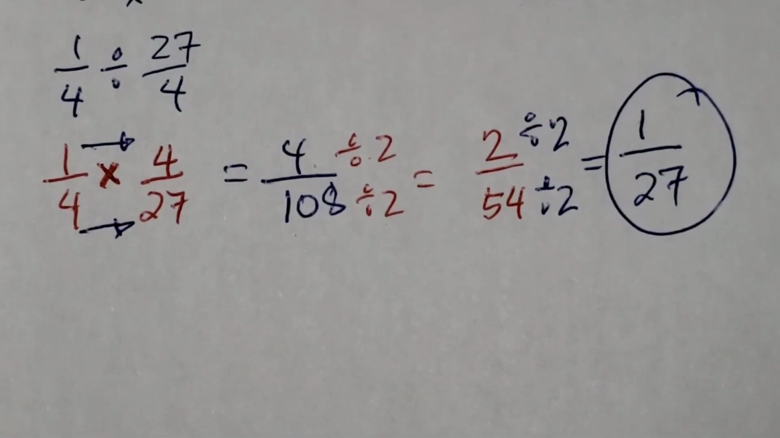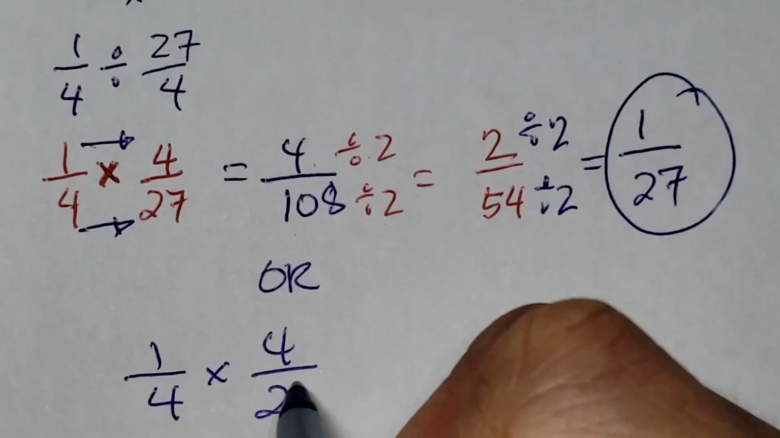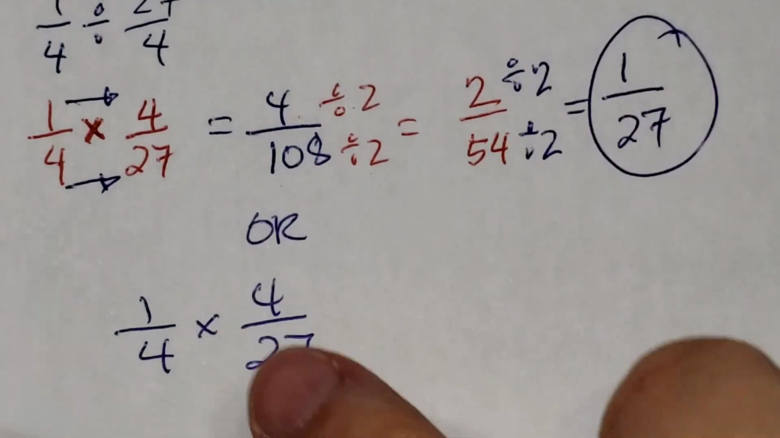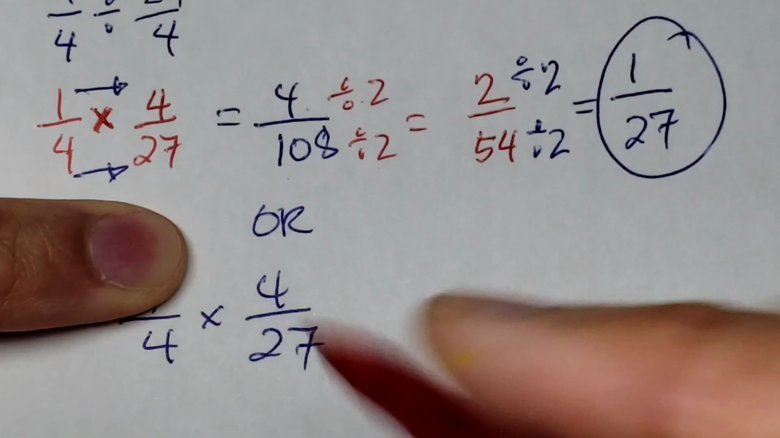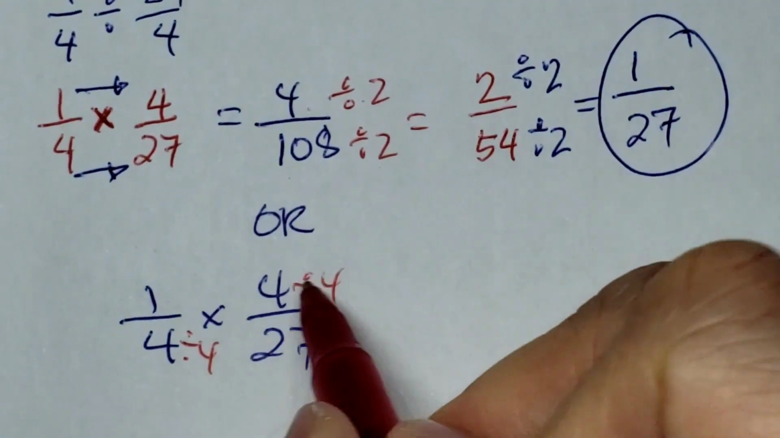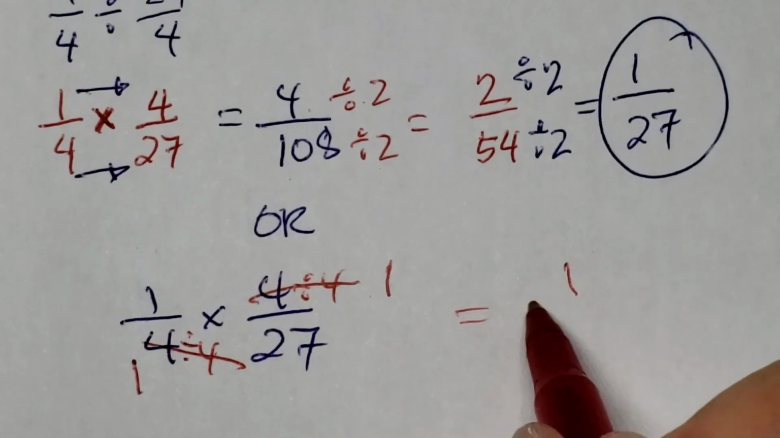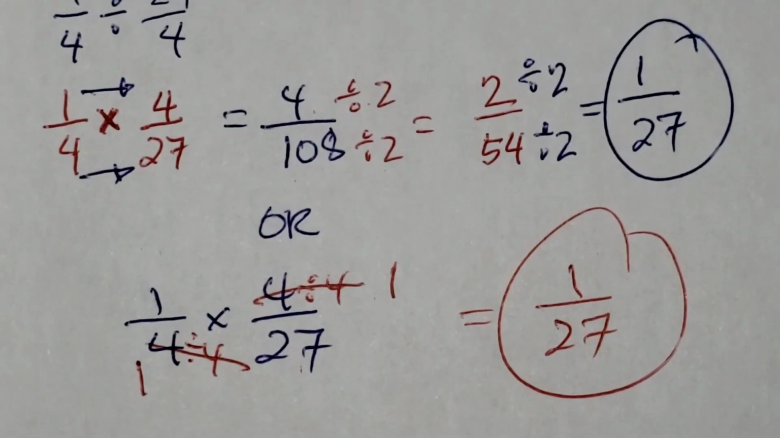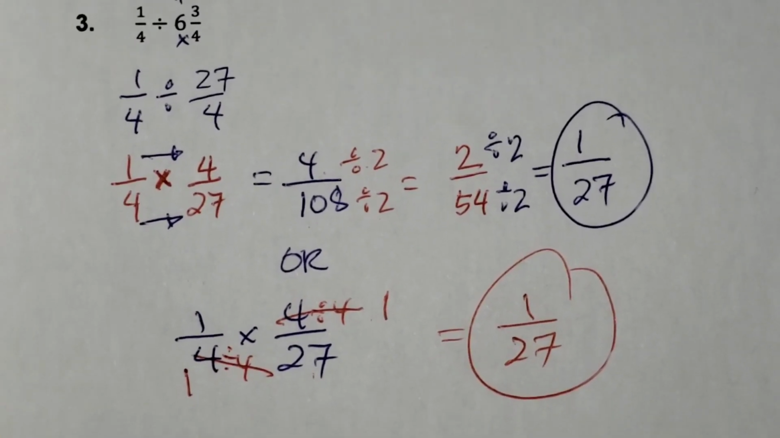Now what if we just do cross-canceling or cross-simplifying? Look what happens. What number can you simplify 4 and 4 by? Of course it's 4. It's the same number, so we can divide by 4. So 4 is the common factor. 4 divided by 4 is 1. 4 divided by 4 is 1. 1 times 1 gives you 1. 1 times 27 is 27. And you are done. It makes things easier. Okay, so cross-canceling, please look that up.